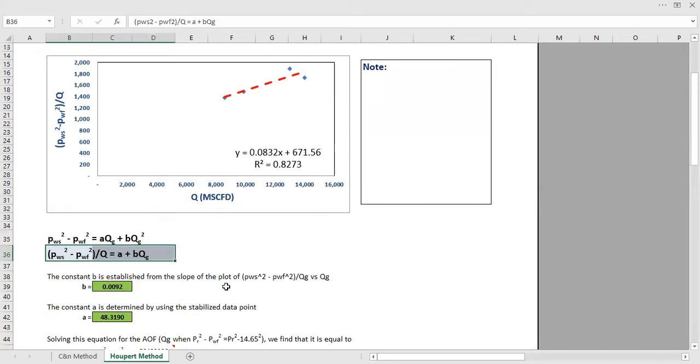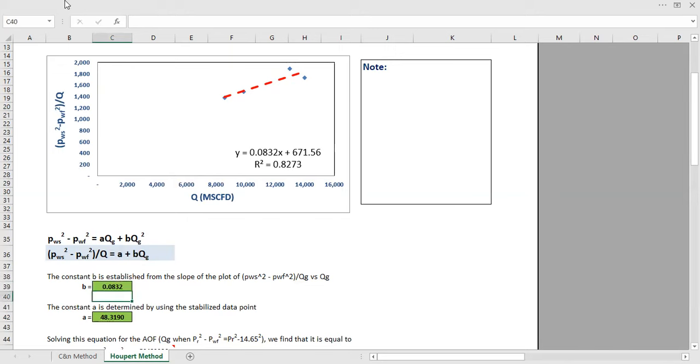Okay, stabilized data point, and the constant B is established from the slope of the plot of PWS squared minus PWF squared divided by flow rate versus the flow rate, which is the slope of this plot. All right, so B is the slope, and we can directly use this value, 0.0832.